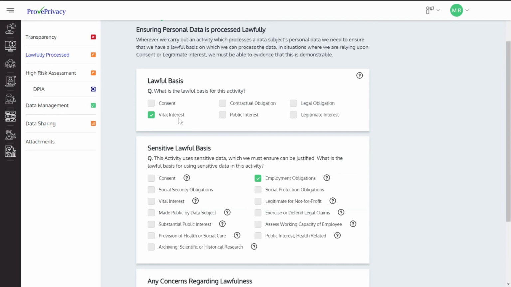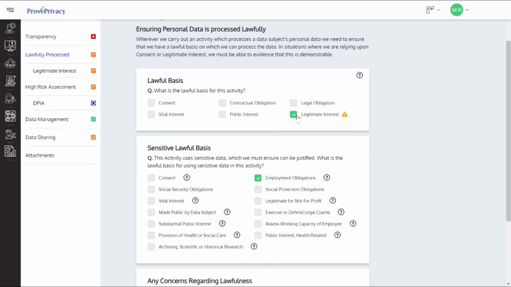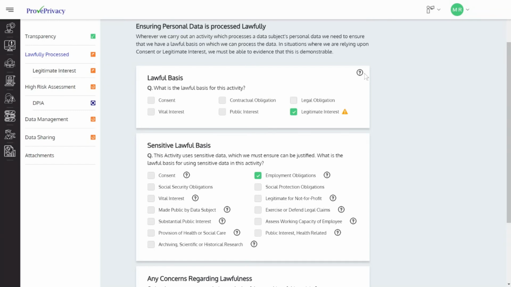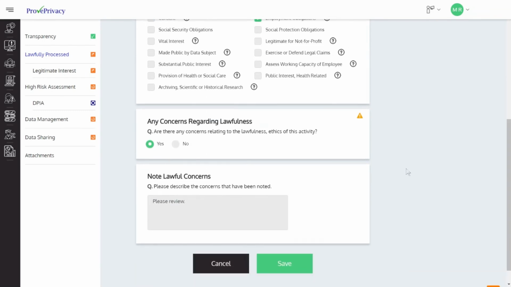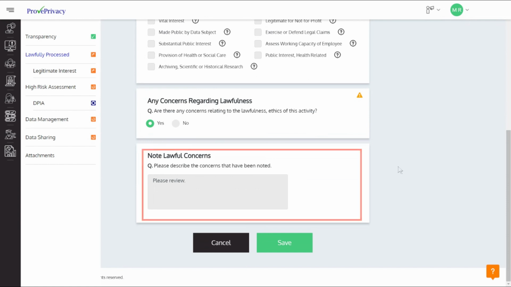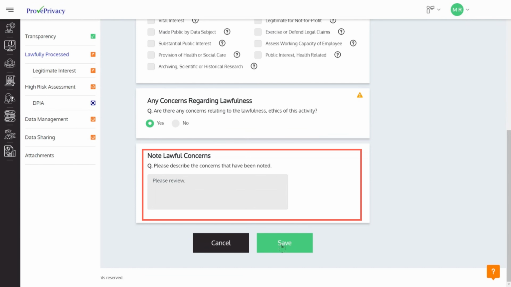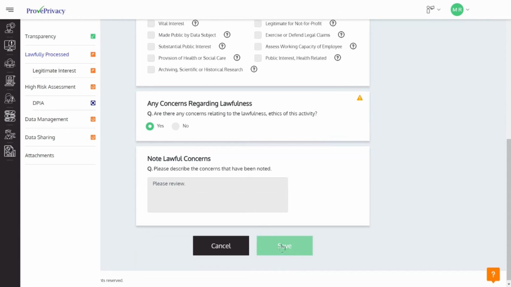You can rely on legitimate interest only when your interests as an organization are not overridden by the interests or rights of the data subject. It is therefore important that you can evidence that you've assessed each activity which relies on legitimate interest. Even if you can select an adequate lawful basis, there may be circumstances where you've had some concerns about the process. You can enter these here, and the activity will automatically be added to the data protection risk log.